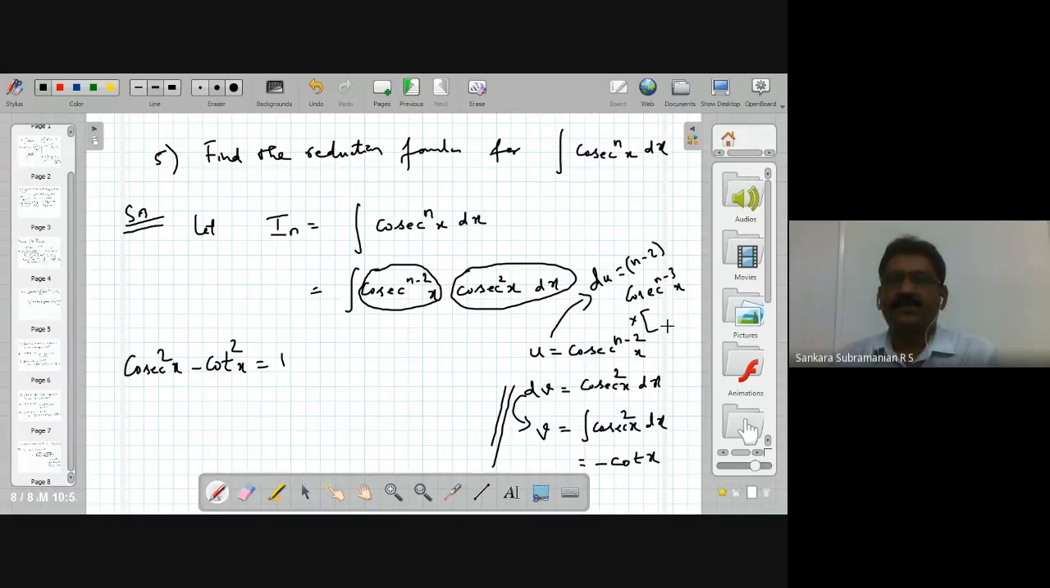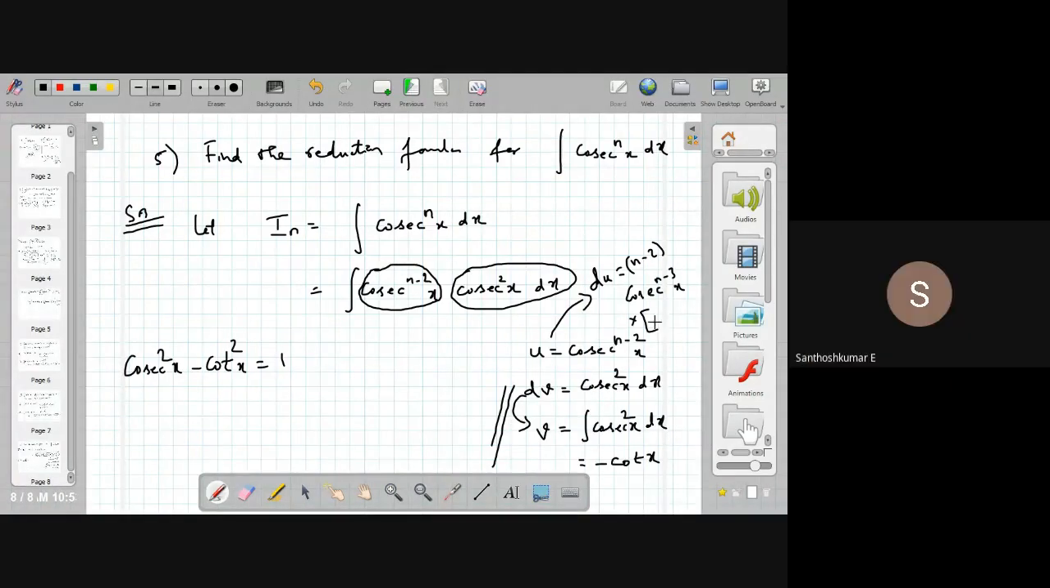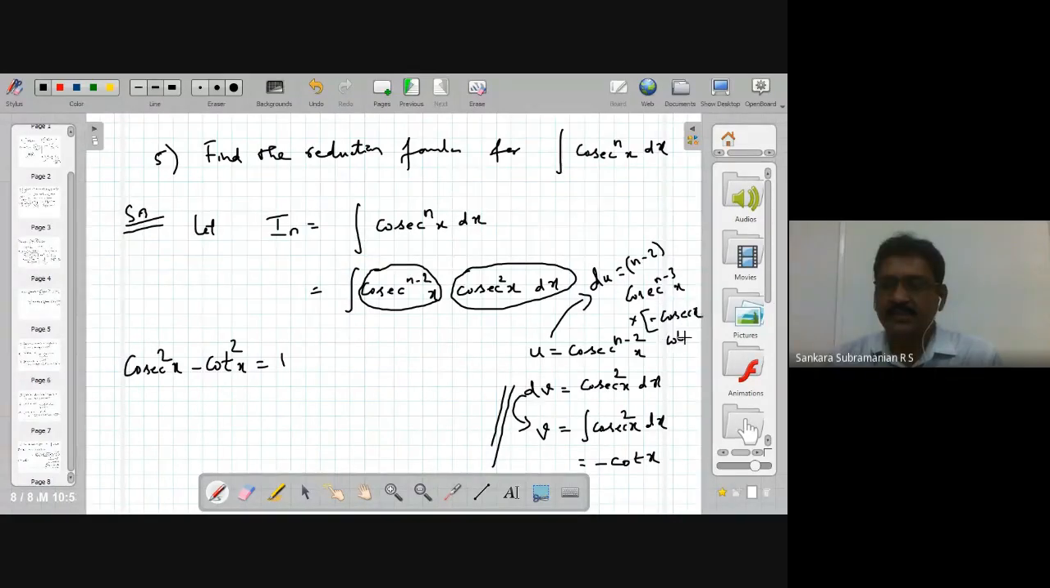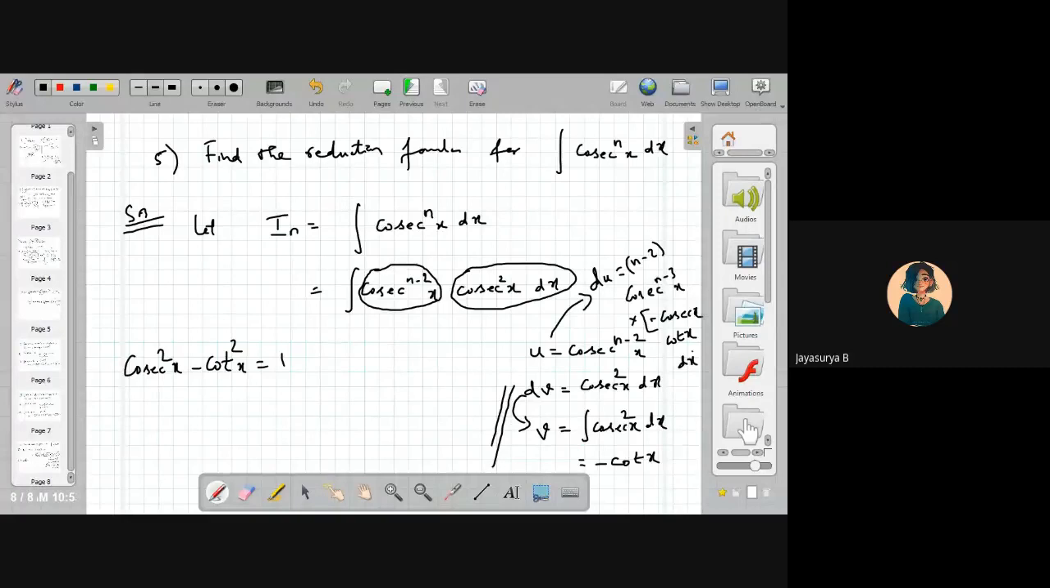கரெக்டா பா? இன்னொருத்தர் சொல்லுங்க. What is the differentiation of cosecant x? Plus or minus? Minus sir. Minus cosecant x into cot x.